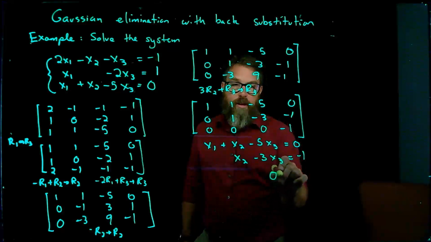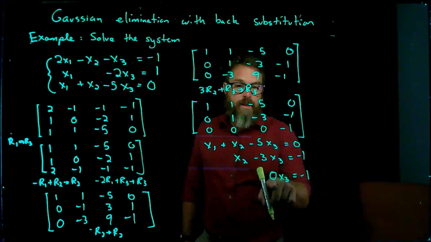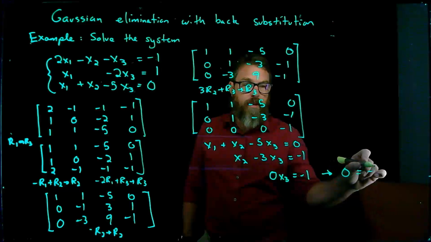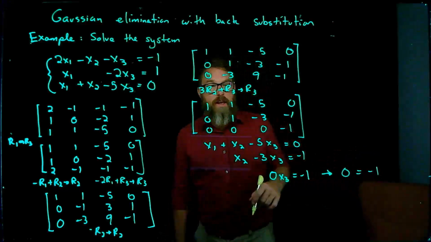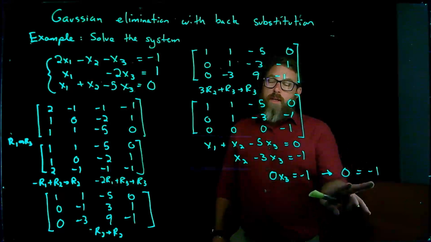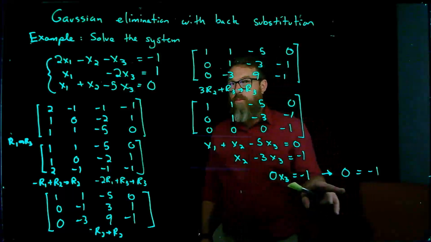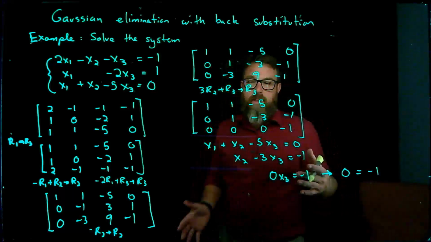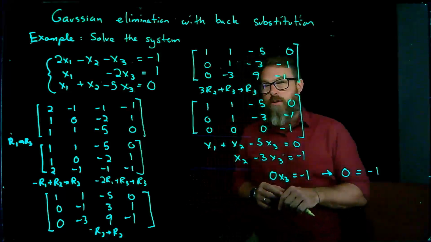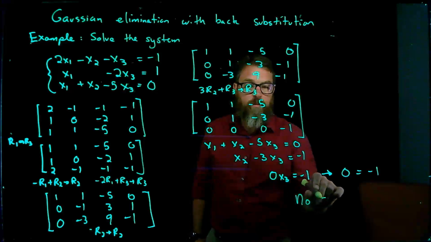It says 0 x3 is equal to negative 1. And if we investigate that, 0 times anything is just 0, which is equal to negative 1. And that is a contradiction. So when you get a contradiction, you have no solution points. What you can say is that at least two of these planes are parallel, so they're not touching, so there is no intersection between these three planes. So there is no solution here.